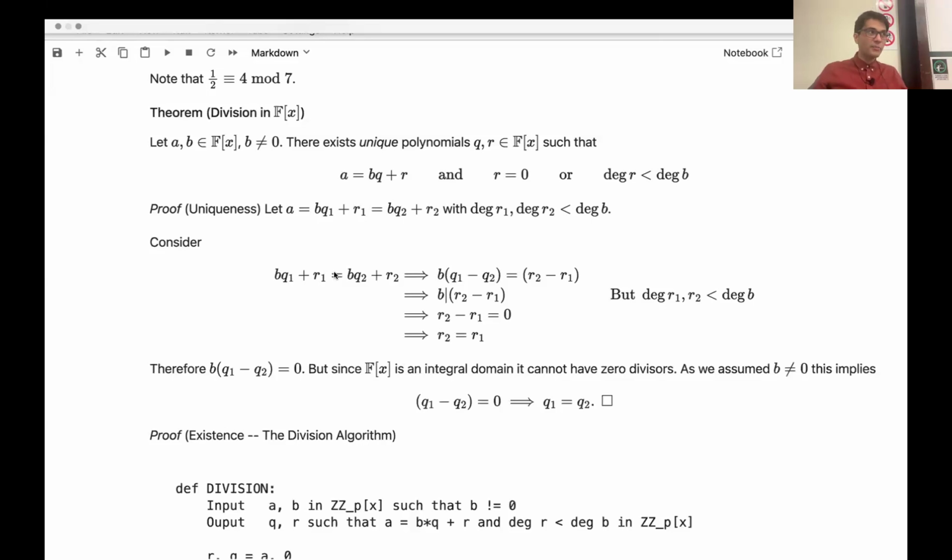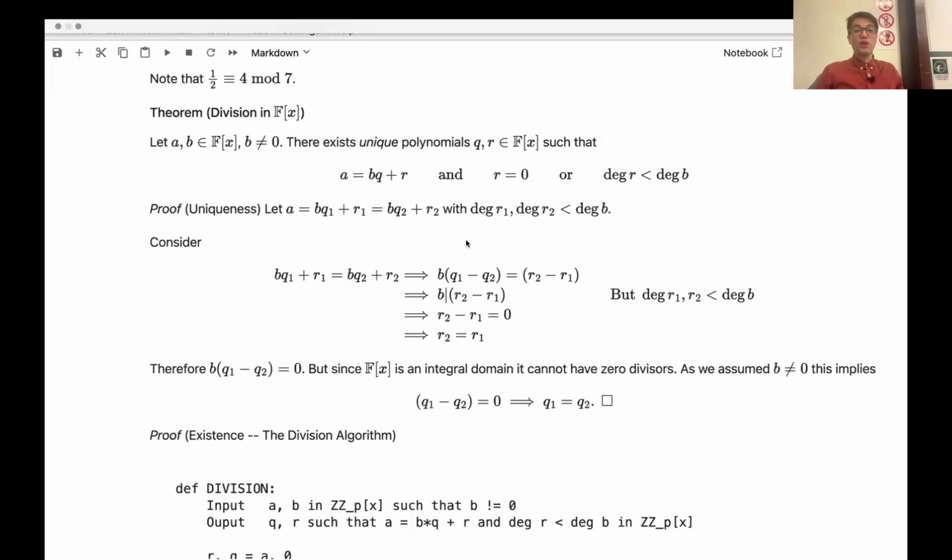Here's the theorem of division, right? I'm just saying if you give me a and b, two polynomials from F[x], and b is not equal to 0 because we can't divide through by it, then there are unique polynomials q and r, quotient and remainder, from the same ring, such that a is equal to bq plus r, and r is 0 or the degree of r is less than the degree of b.